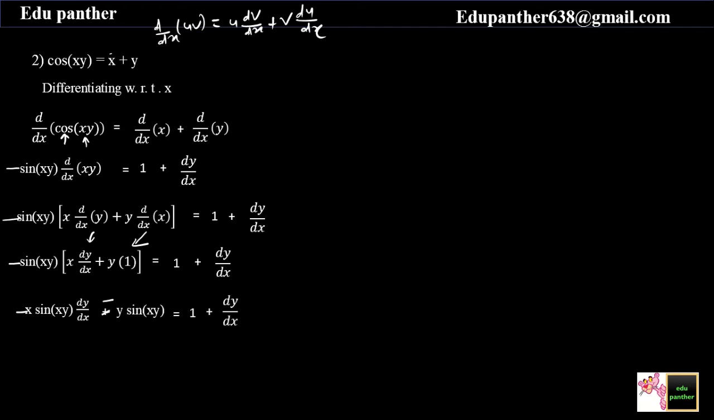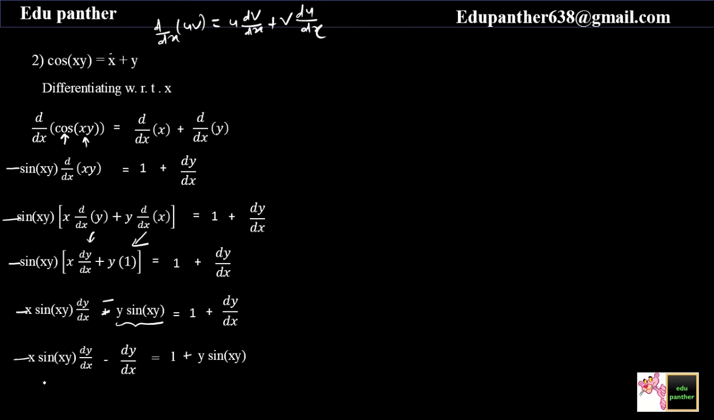Now the procedure is to take all the terms of dy by dx on the left hand side. So we will shift this dy by dx to the left hand side, and this term which does not have dy by dx to the right hand side. So the first term will be minus x times sine xy dy by dx, then minus dy by dx is equal to 1, and then we are shifting this y sin xy to the right hand side. So we'll get 1 plus y times sin xy.